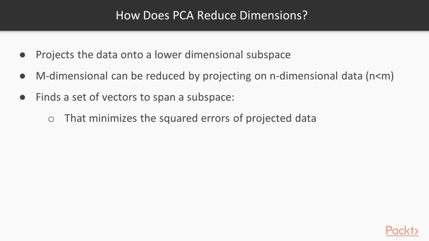PCA reduces the dimensions of a dataset by projecting the data onto a lower-dimensional subspace. In general, an m-dimensional dataset can be reduced by projecting onto an n-dimensional subspace, where n is less than m. More formally, PCA can be used to find a set of vectors that span a subspace that minimizes the sum of the squared errors of the projected data. This projection will retain the greatest proportion of the original dataset's variance.